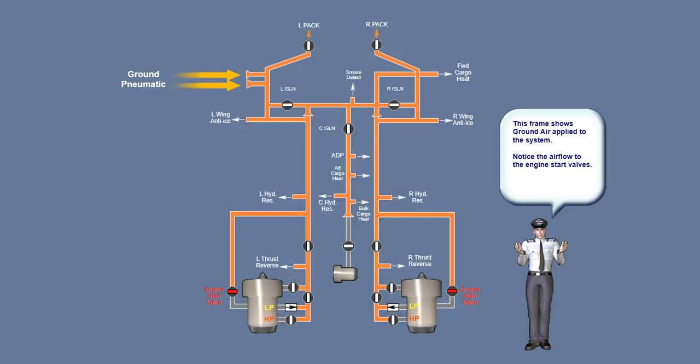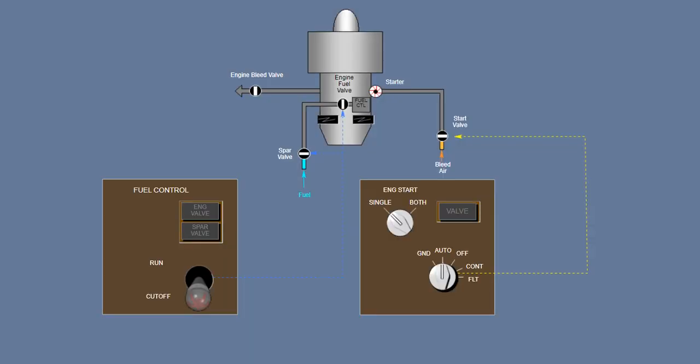Air from the pneumatic duct is used to power the air-driven starter, which is connected to the N2 rotor. The source of pneumatic air may be from a ground cart, the APU, or the other running engine. The engine start selectors control the start valves. Ignition and fuel flow are controlled through the fuel control switches.